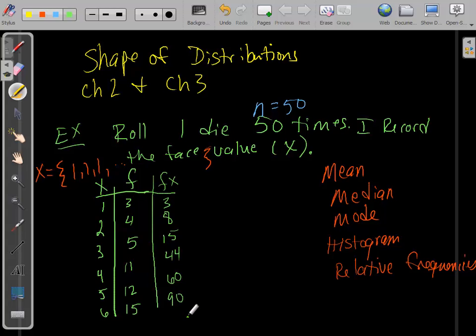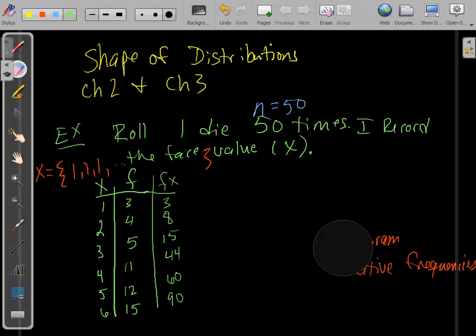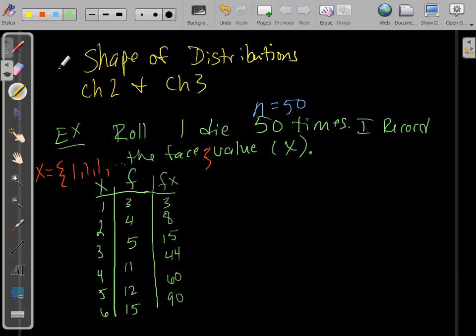Okay, so there's a couple things that I want to look at with this. One is the idea of the mean. So we can find the sample mean by multiplying and finding this product here, and then adding up each one of these.